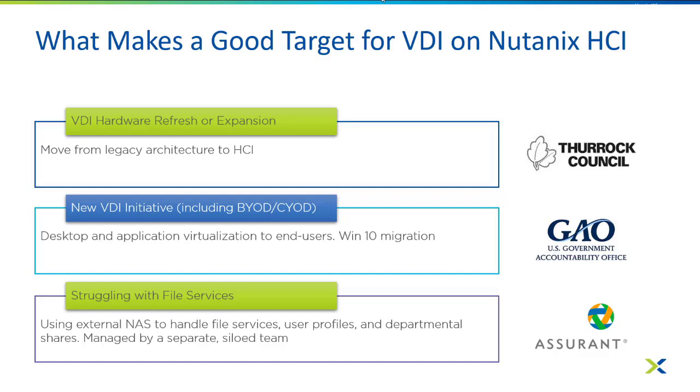Our linear scalability, the one-click expansions, the one-click management that we've been talking about, are ideal examples of why you'd want to move from legacy architecture to hyper-converged. You may have new VDI initiatives, bring your own device, choose your own device, which I just mentioned a few minutes ago. Migrations have always been the classic example. So desktop application virtualization for your employees or migration, another example of a perfect target for VDI end user computing on Nutanix.